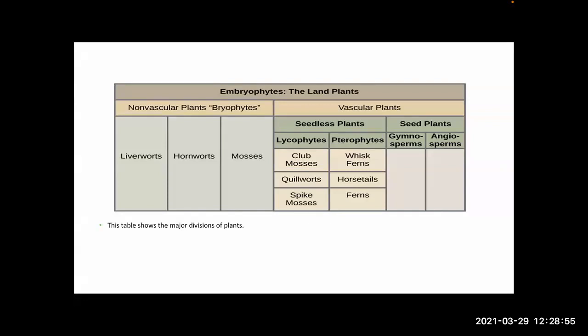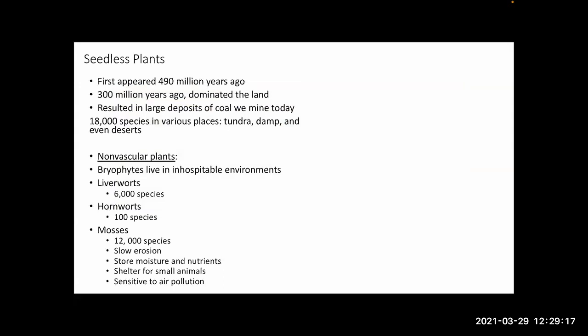grocery store, not grocery store, but Lowe's. Some grocery stores sell ferns, so like Save Mart and those types of things. But it's like your Boston fern that you may see hanging on a patio at somebody's house or even at your house. And then you have your seed vascular plants, which are your gymnosperms and your angiosperms. So that's the major division of plants.